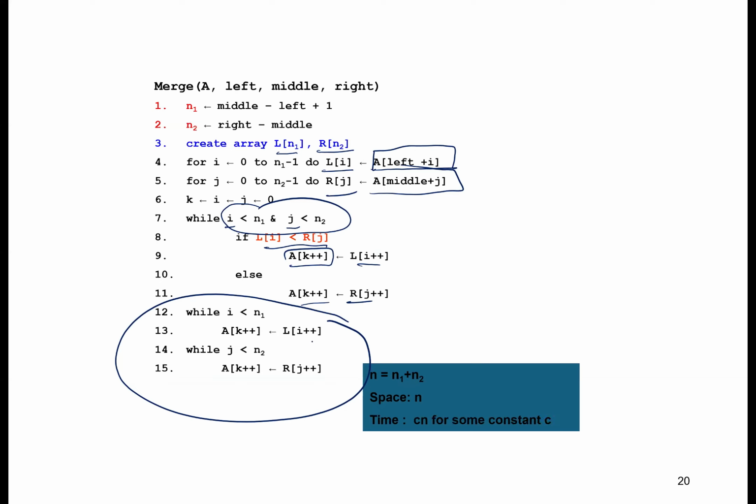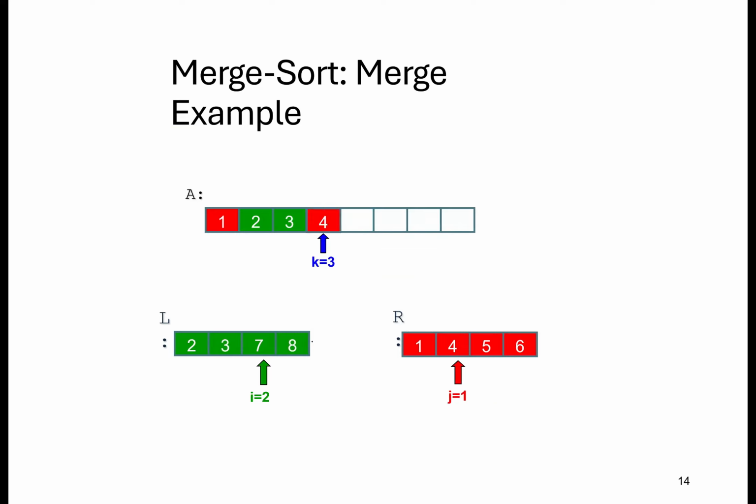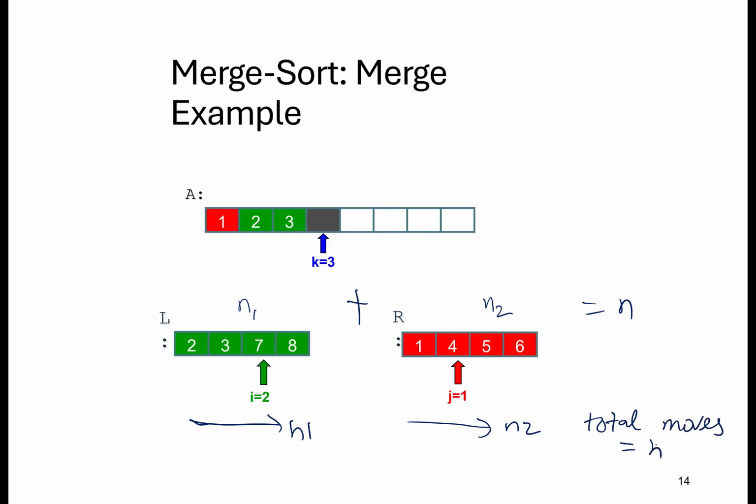Okay, so how much time is it taking? It's taking order of n time. The reason is, when you are merging, this one has size n1 and this one has size n2, and n1 plus n2 is obviously equal to n. So this one moves in 2 places, this one moves in 1 place. So the total number of moves is n.